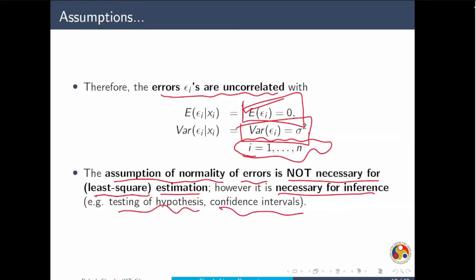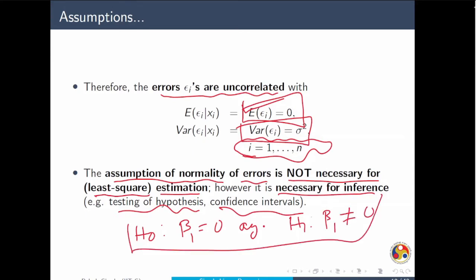So later on, you might want to test whether the coefficient beta 1 is equal to 0 against H1, the alternative hypothesis beta 1 not equal to 0. If you want to check that kind of thing, then only you need the assumption of normality, or in other words, the assumption of normality plays a role here only, not in the estimation of the parameters. This is a very important point to remember. A lot of people just ignore it, but this is the case.